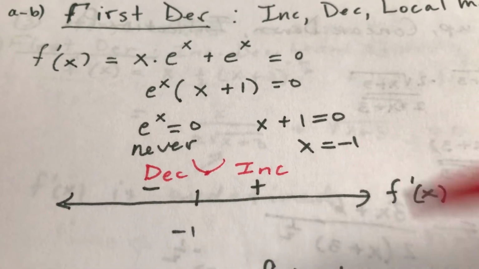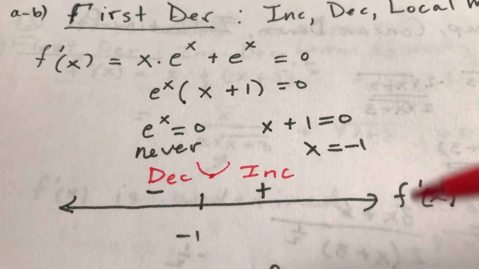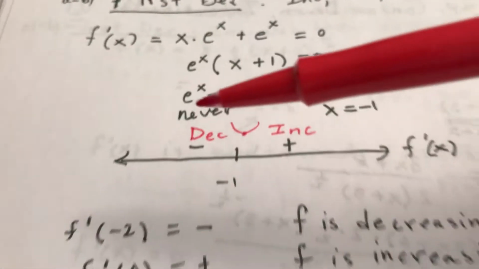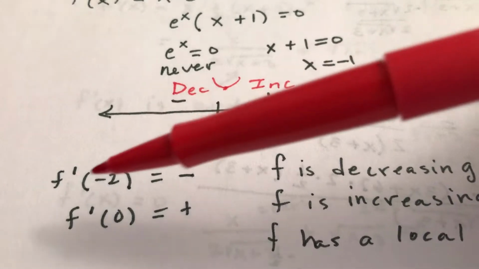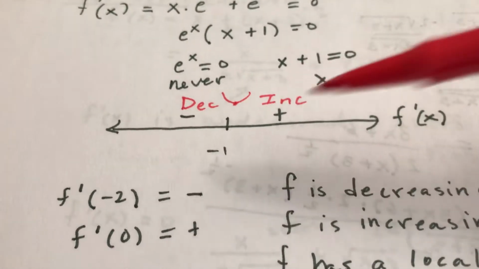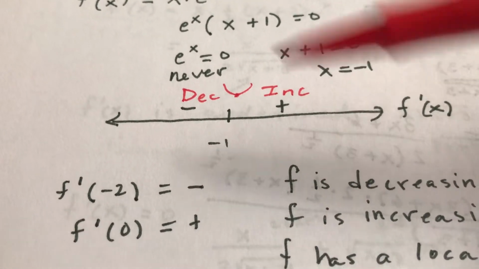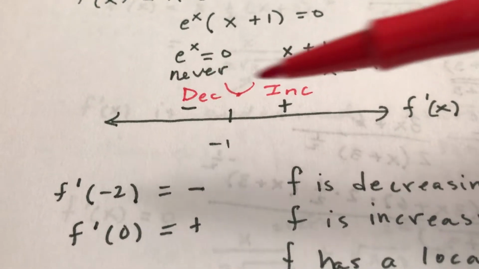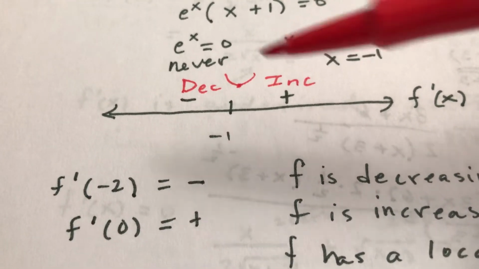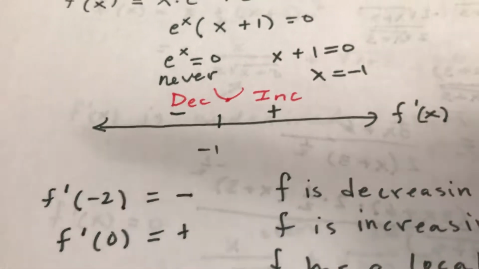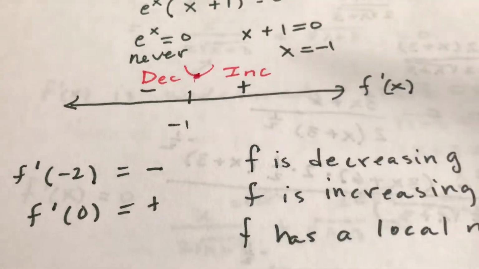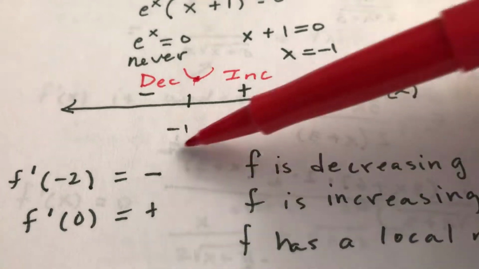Make sure you label these, because one's going to be f prime, one's going to be f double prime. So we're just looking at the first derivative. If I substitute in a negative 2, I get a negative, and f prime of 0, I get a plus. So on this number line, this is negative, positive, which means the function is decreasing, then increasing. I always do just a little picture here: decreasing to increasing means that that is a local min. See, it's a low point.